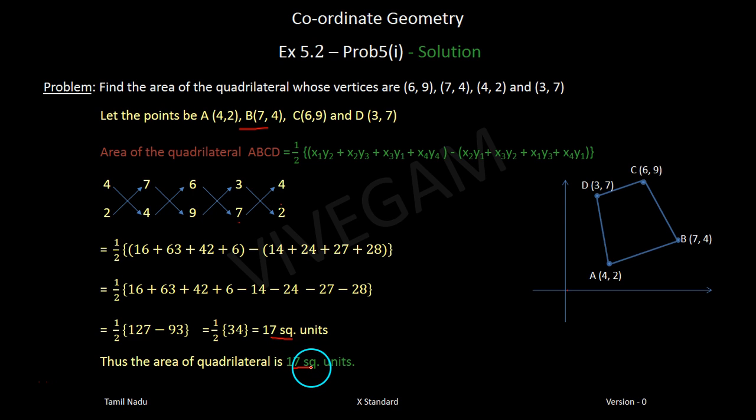You got it? It's very similar to what you did for the triangle. The only thing is you have one more point, the fourth point, x4, y4. As you did for the triangle, the first step is to draw a rough diagram and select the points in the counterclockwise direction. If you don't do it, you will get a negative answer. Instead of plus 17, you will get minus 17.